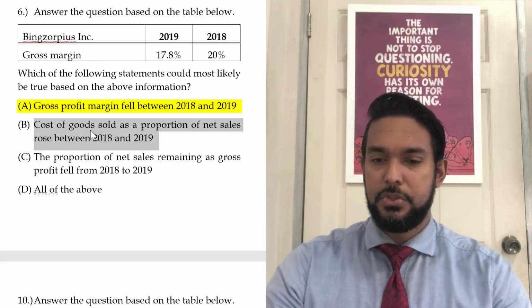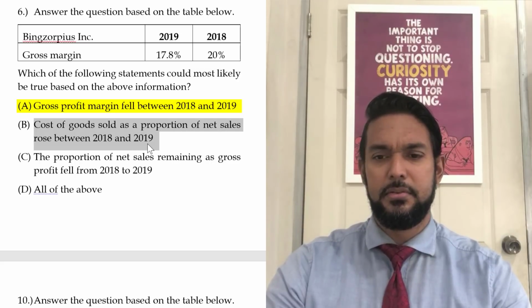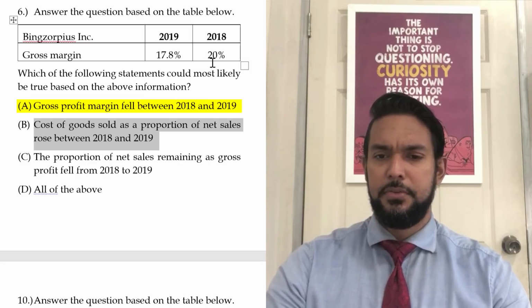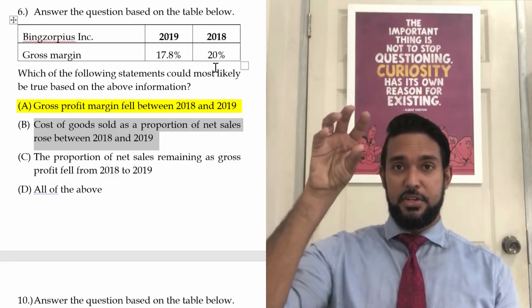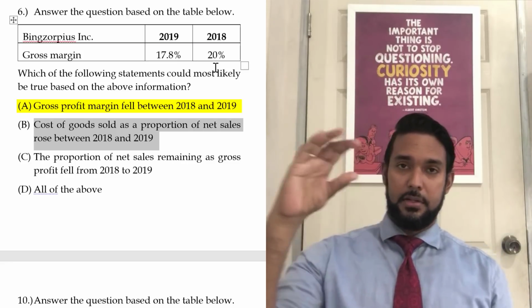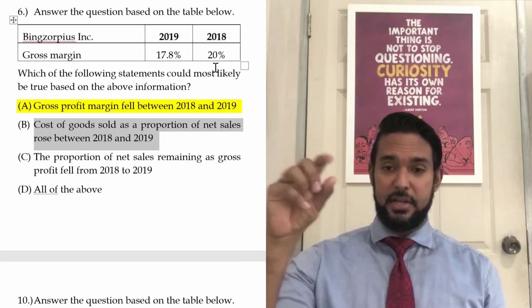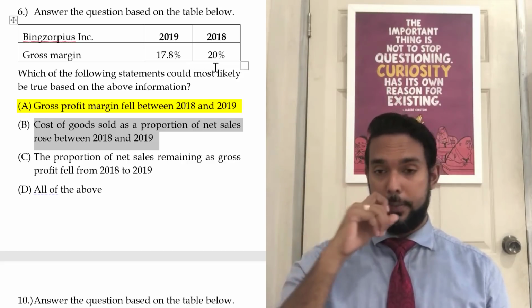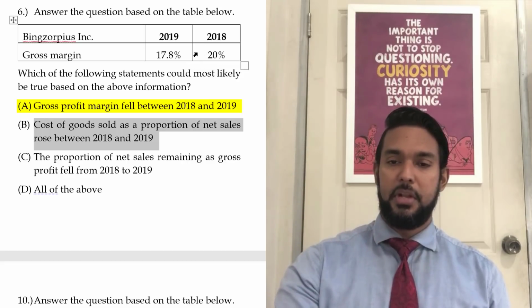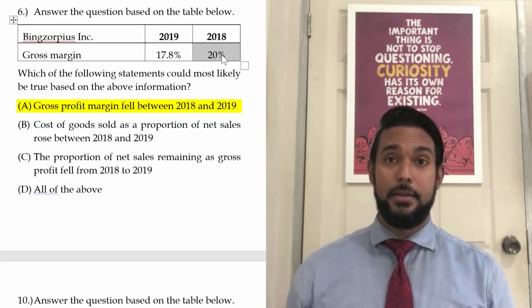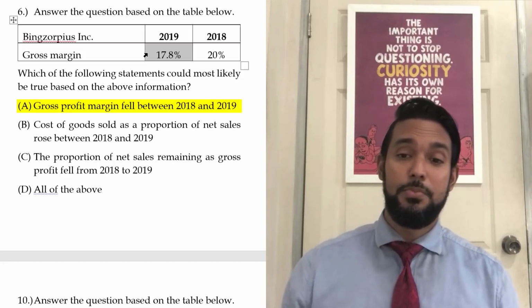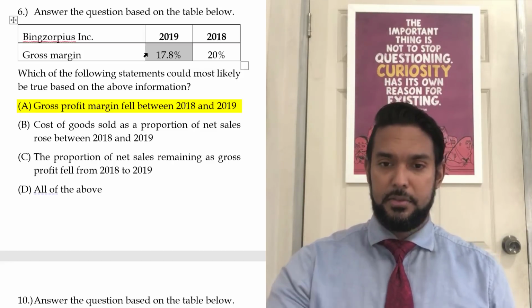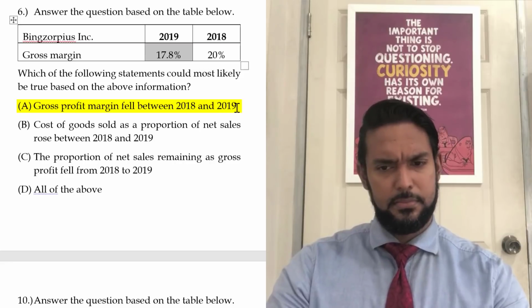It says here, cost of goods sold as a proportion of net sales rose between 2018 and 2019. That is true because for the gross profit margin, remember, like I said, the net sales is the 100% figure, and you're minusing cost of goods sold, whatever the percentage is, and you're going to be left with gross margin, sorry. So if in 2018 we were left with 20%, it means we subtracted 80. But if here we're left with 17.8, it means we subtracted 82.2. So yeah, B is also correct.